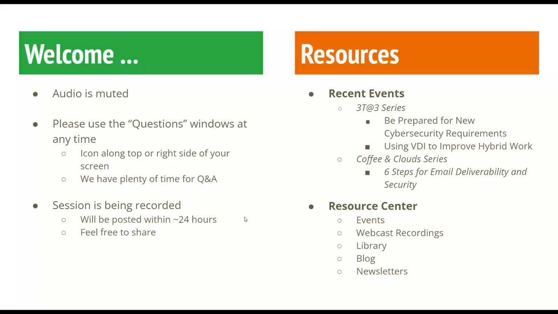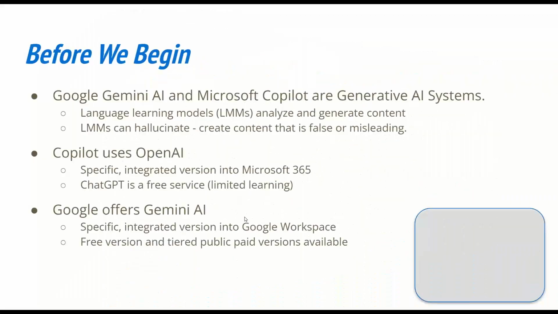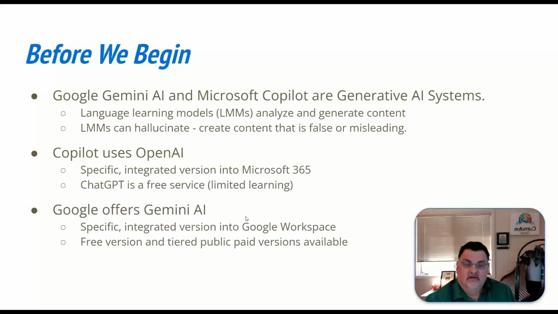Diving right in to keep this moving along and keep me on time. Before we get into the heart of the session here and talk about the 3 use cases, a little bit of background. So both Google Gemini AI and Microsoft Copilot are generative AI systems. These effectively are large language models, or LLMs, that can analyze existing content within your environment or on the web in general and use that to generate new content.